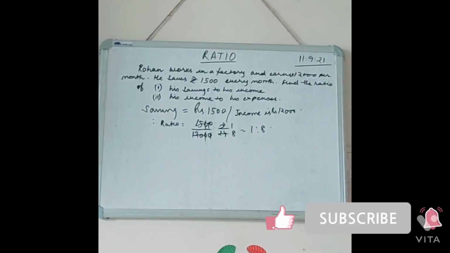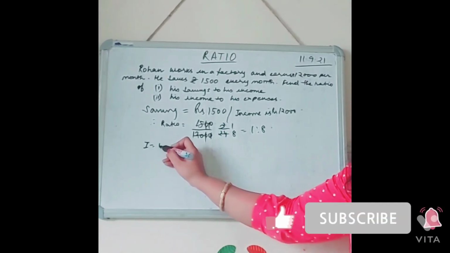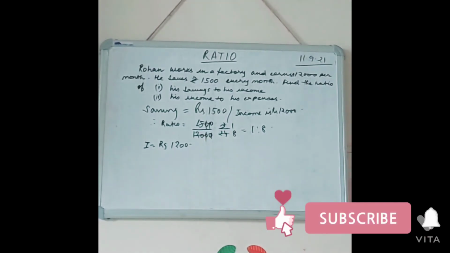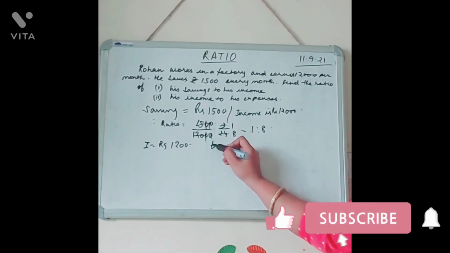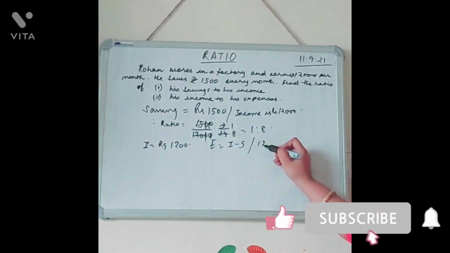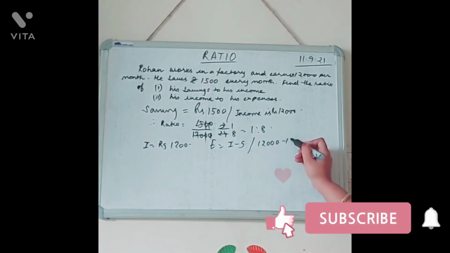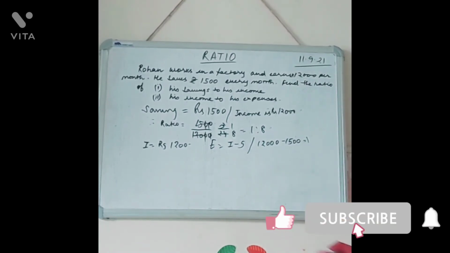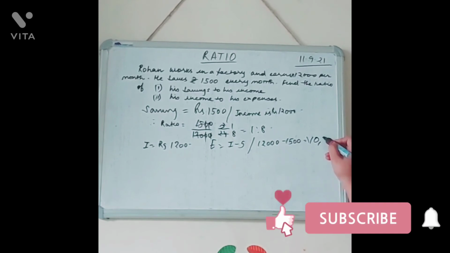And the next part is his income to his expense. So his income, again, as we know, is equal to rupees 12,000. But do we know the expenses? No. So we have to find the expense. So here expense will be income minus saving. So 12,000 minus 1,500, and that is 10,500, right? So his expense is 10,500.